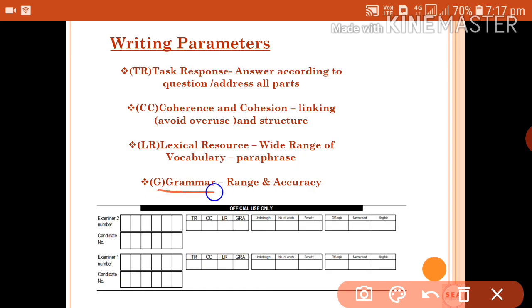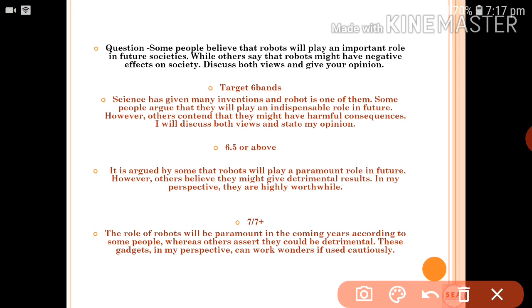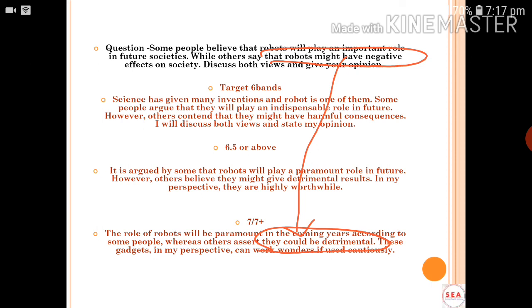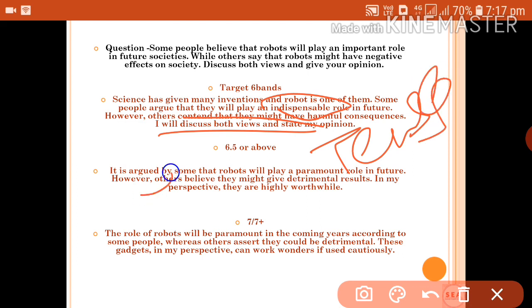Last parameter, grammar, which includes range and accuracy. What is grammatical range? The question is mentioning that robots might have negative effects. We are going to change the grammatical structure of this line by using a different modal and saying they could be detrimental. So this is the way of showing grammatical range. Accuracy, you all know that it means correct usage of spelling, correct usage of tenses, and appropriate usage of punctuation marks.